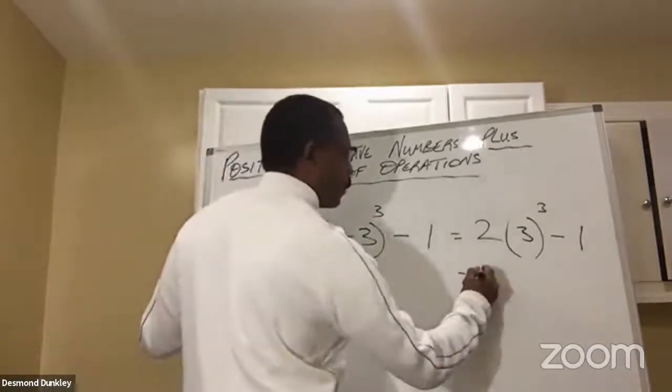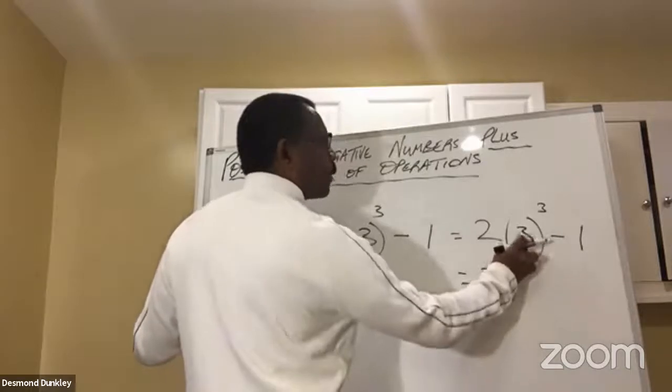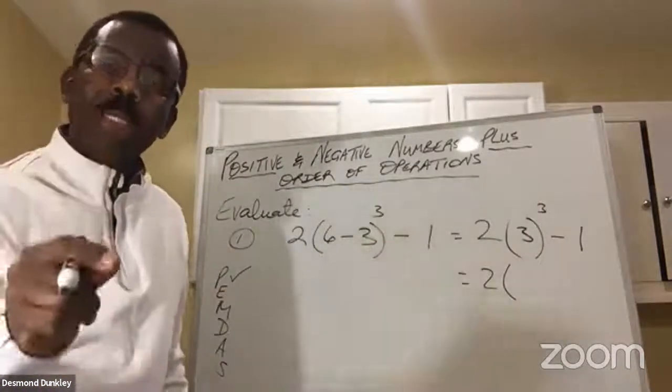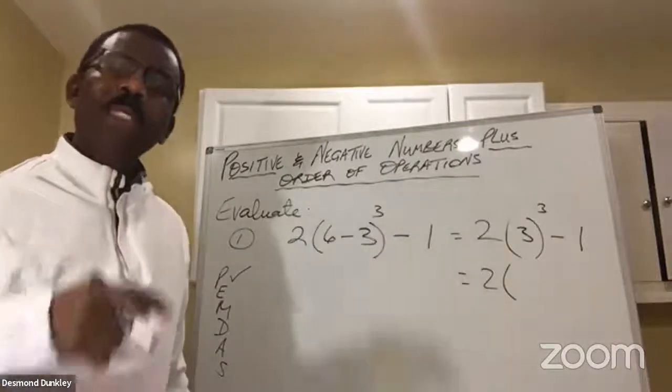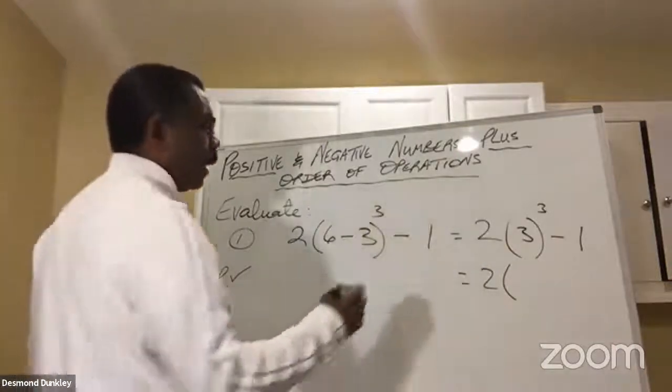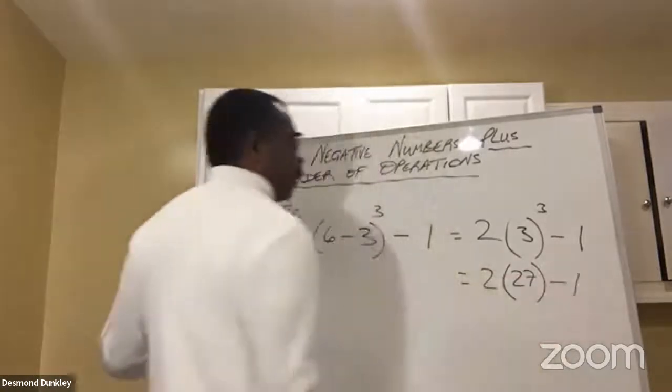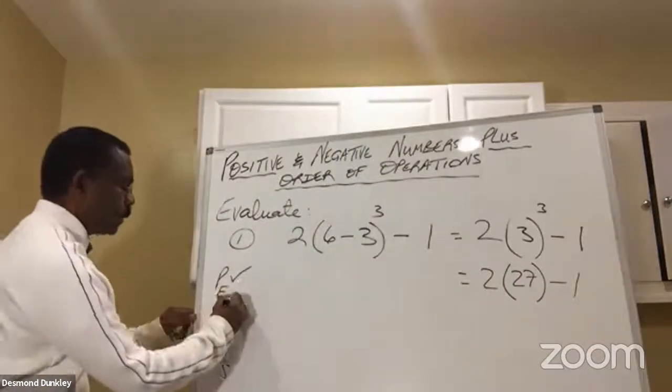So it's going to be equal to 2 times. What is 3 to the power 3? It means 3 times 3 times 3. You multiply 3 times itself 3 times, and that's 27. So we have taken care of the exponent.